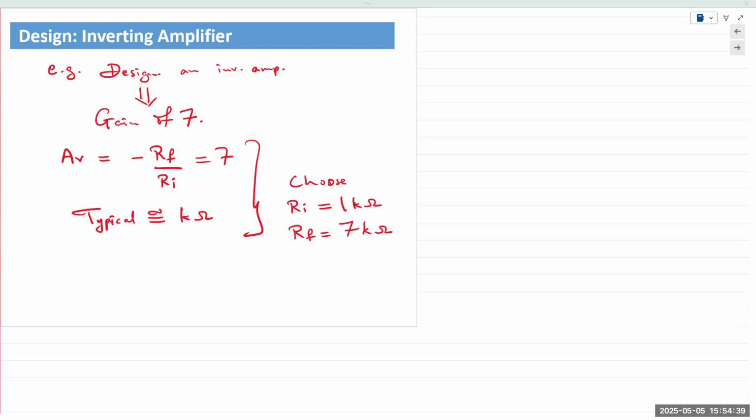So that's 1K and 7K. That gives us a gain of 7. If it's a gain of 10, or a gain of 11, again, we just take the ratio and ensure that the ratio matches the gain. So designing an inverting amplifier is as straightforward as that. When it comes to a non-inverting amplifier, the gain equation is a bit different.